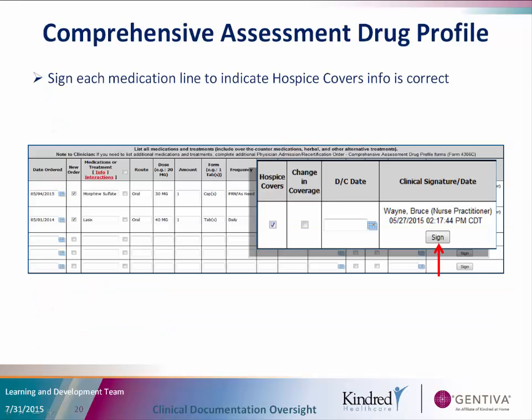Review each medication entry, paying special attention to the hospice covers column. Make corrections as needed, and click Sign in the clinical signature date column. This applies an electronic signature, date, and time to each entry.